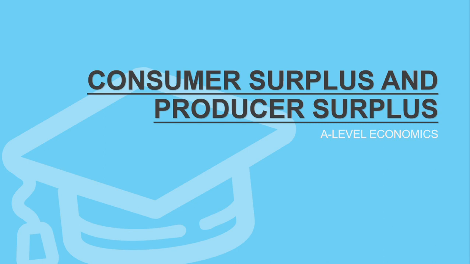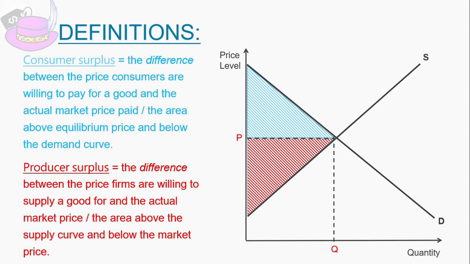Consumer surplus and producer surplus for A-level economics. Consumer surplus and producer surplus can be shown by the areas above and below equilibrium price. If price changes, so will consumer surplus and producer surplus. The surplus areas show the size of the benefit to either producers or consumers at a given price level.